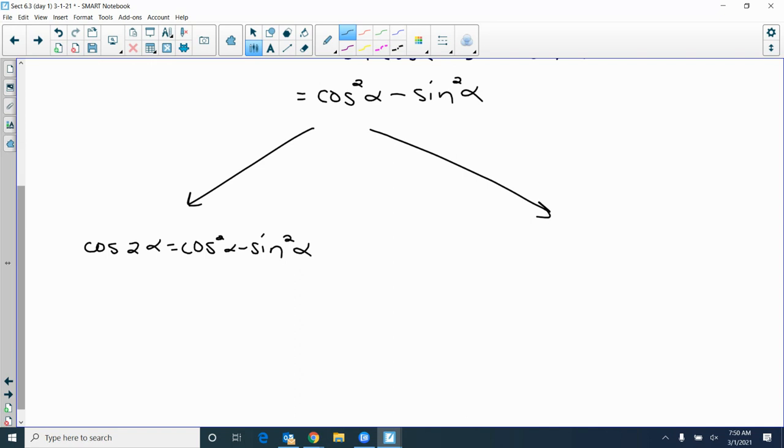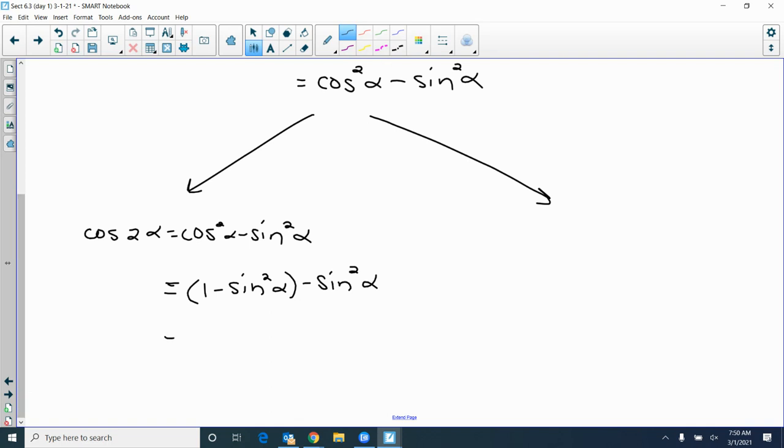All right, what does cosine squared equal? What can we replace that with? Cosine squared equals 1 minus sine squared. So I take out cosine squared and I put in 1 minus sine squared. Now I got 2 sine squared, so I got 1 minus 2 sine squared alpha equals cosine 2 alpha. Now that's one of your other formulas, right? That's the second one down.